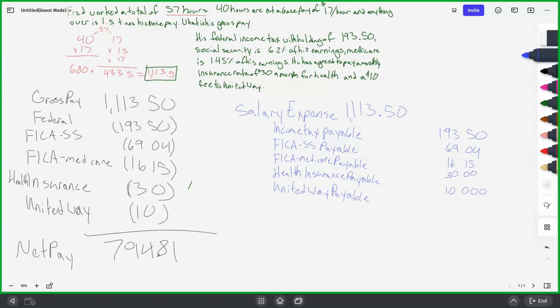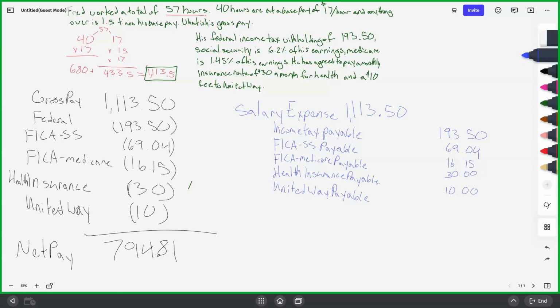All right. Does this balance? No, it does not. So the last bit is this net pay. This is basically what we're missing over here.